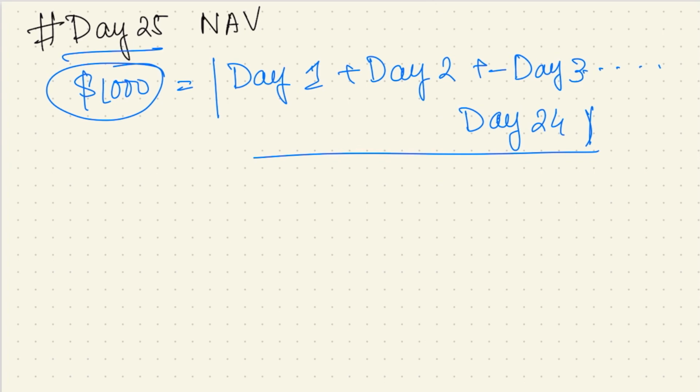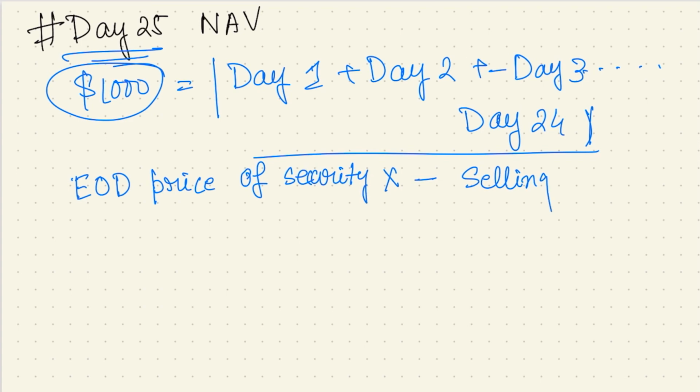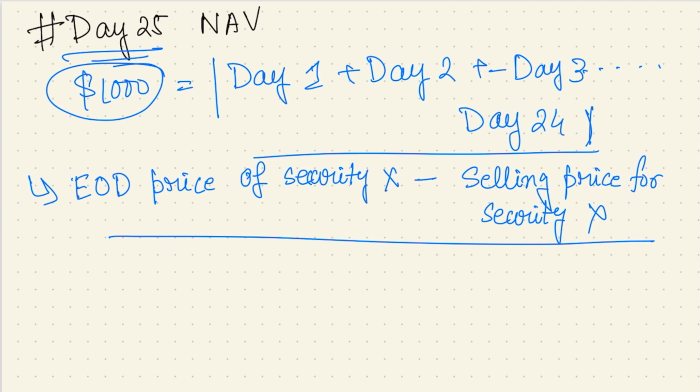So on day 25, when I take the impact of the realized gain and loss, I will only take the end of the day price of security X minus the selling price for security X. So in this case, this is what is going to be my actual realized gain or loss from the NAV impact point of view.